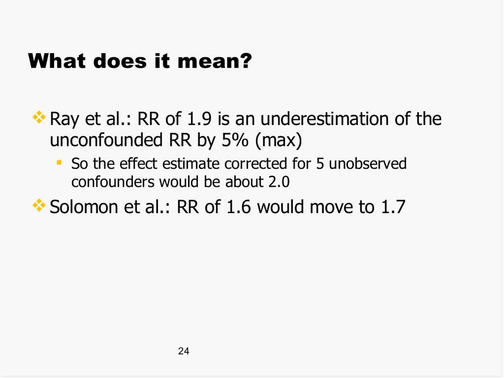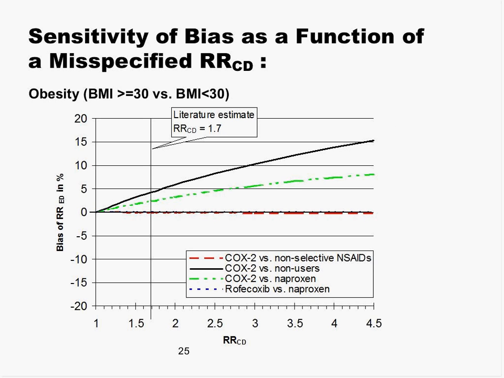So applying that, the best point estimate of Wayne Ray, the 1.9, will change to 2, and the 1.6 from Dan Solomon would change to a 1.7 if we incorporate, in this external adjustment exercise, the knowledge that we have gained in the survey and attribute it to our main study.